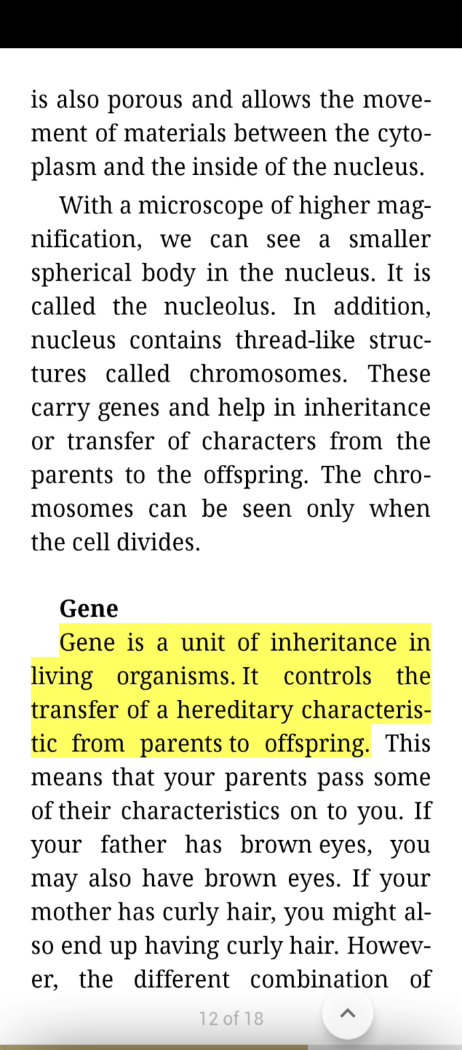Gene. Gene is a unit of inheritance in living organisms. It controls the transfer of a hereditary characteristic from parents to offspring. This means that your parents pass some of their characteristics on to you. If your father has brown eyes, you may also have brown eyes. If your mother has curly hair, you might also end up having curly hair. However, the different combination of genes from parents result in different characteristics.